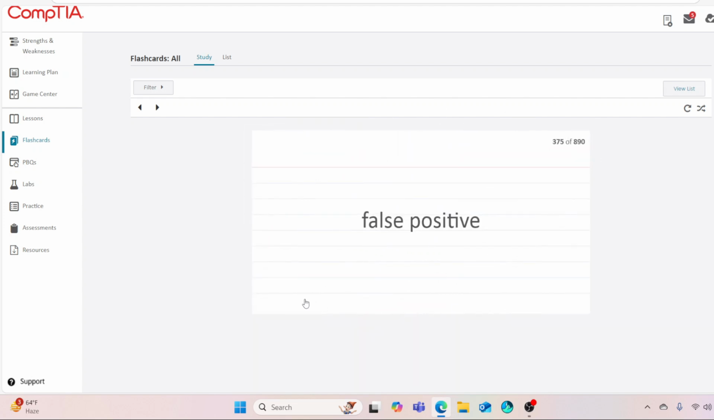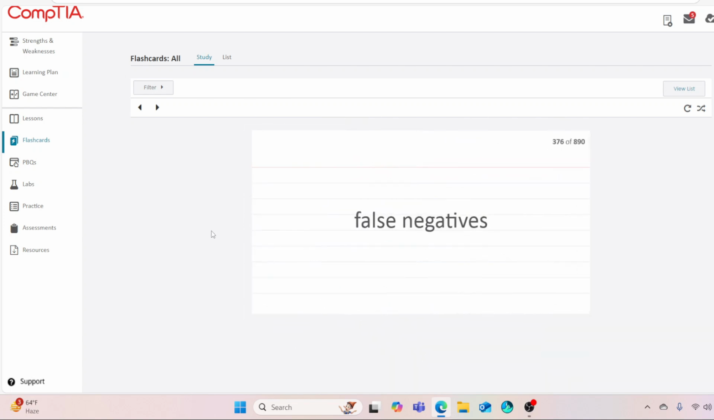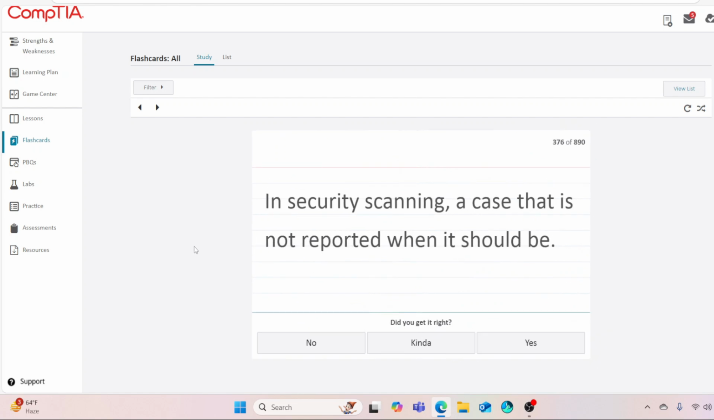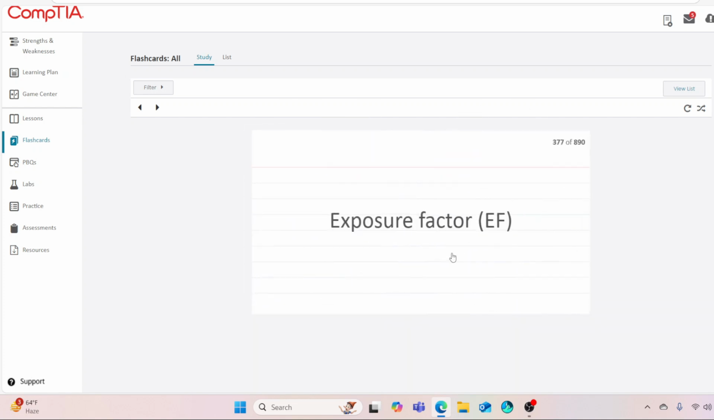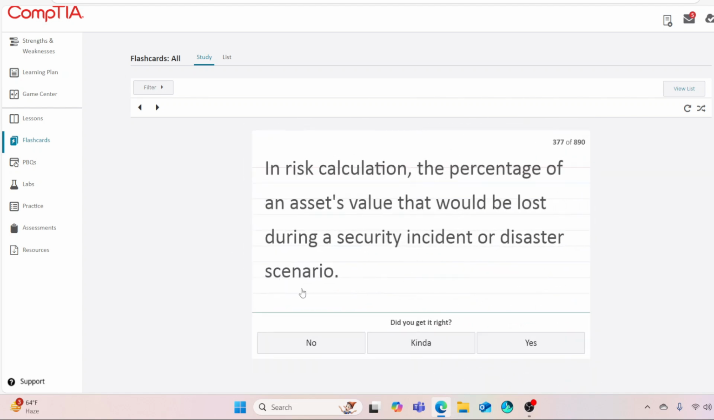False positive. In security scanning, a case that is reported when it should not be. False negatives. In security scanning, a case that is not reported when it should be. Exposure factor. In risk calculation, the percentage of an asset's value that will be lost during a security incident or disaster scenario.